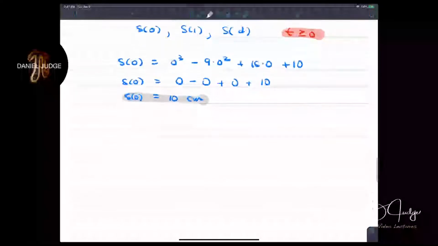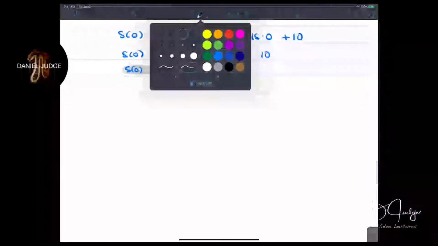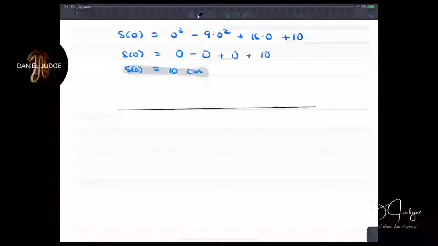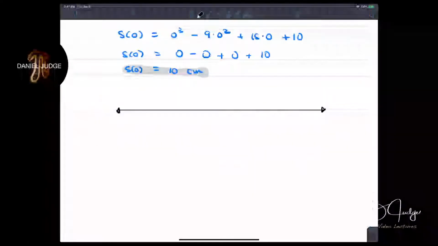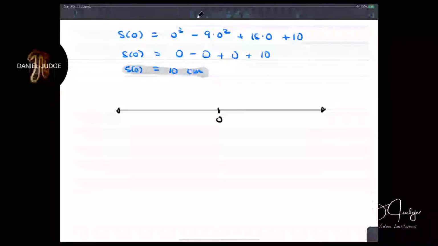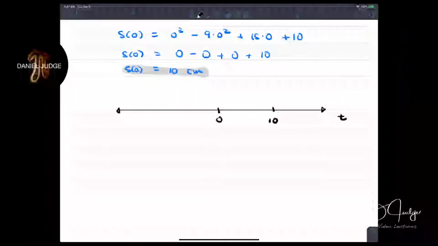That's relevant, ladies and gentlemen, because remember, this is on a real number line. I'm going to draw a horizontal line here to let you guys know the purpose of it. If this is a real number line and we're going to let this be the time axis, the variable is t. So S of 0 is at 10 centimeters. There are various ways to do this. I'm going to plot that there.